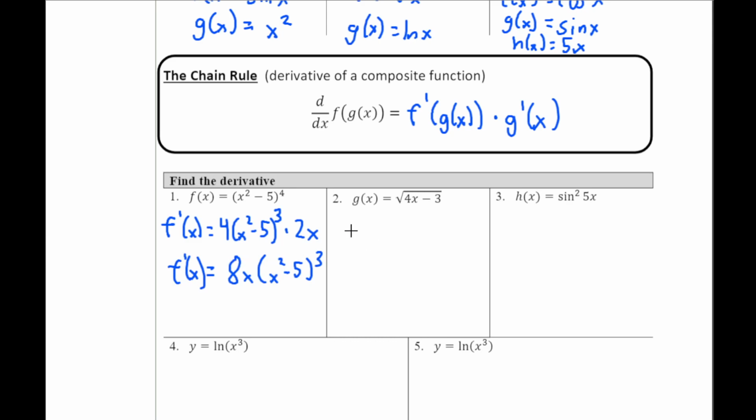The second one here, again, this is square root of 4x minus 3. So you can think about this as 4x minus 3 to the 1/2 power because it's a square root. So here, same thing with the power rule. Bring the 1/2 down as normal. Pretend this was like a normal x. 1/2 times 4x minus 3.